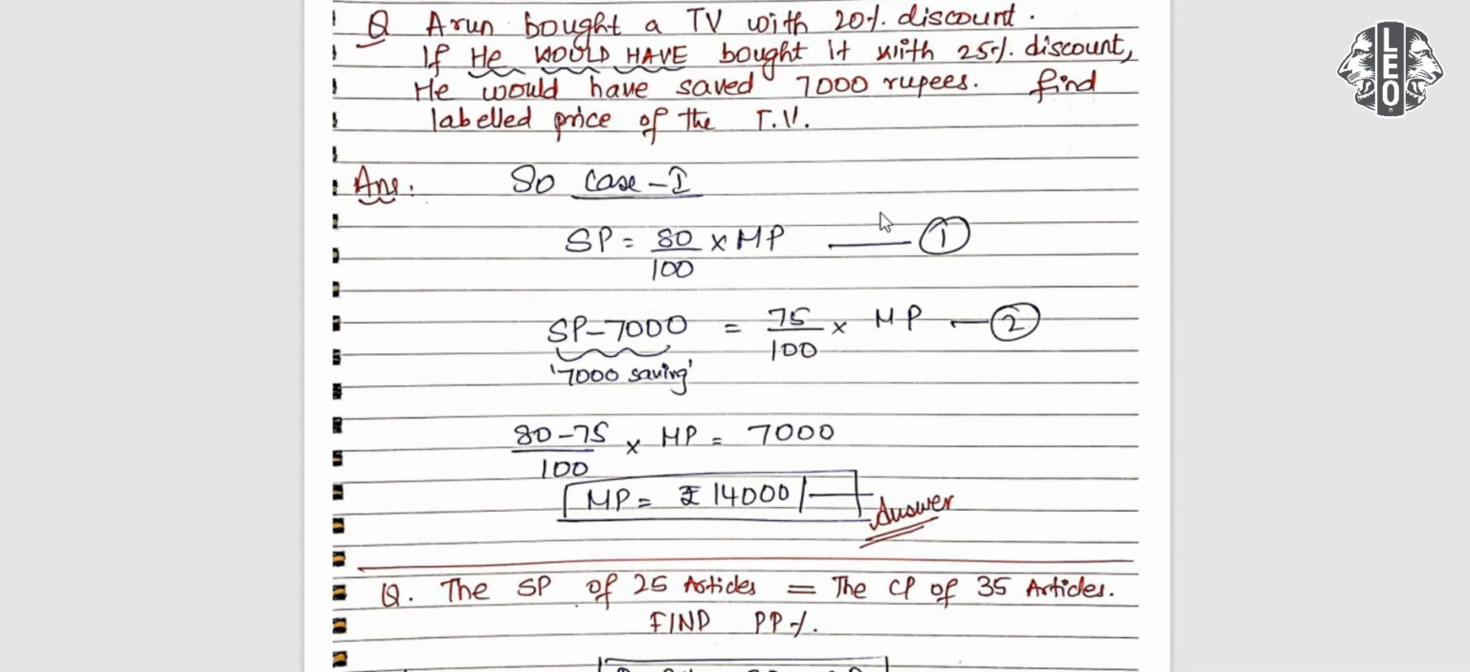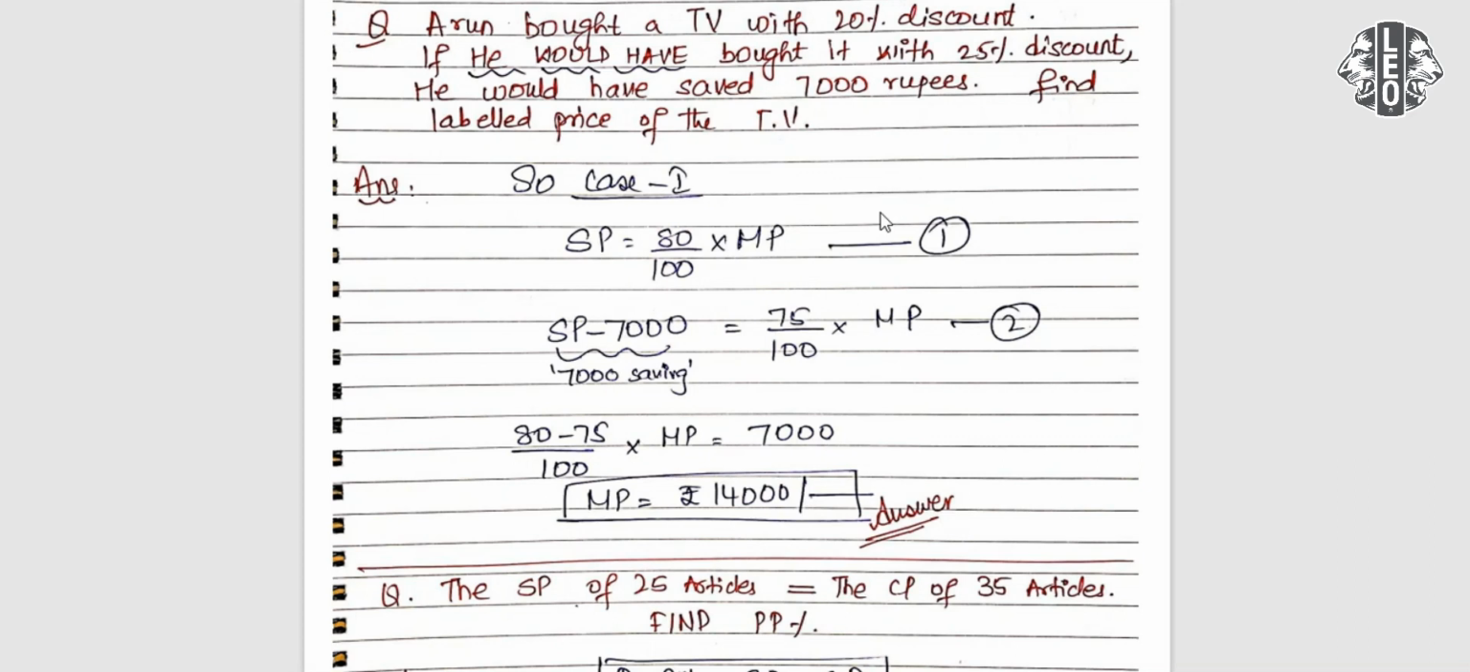So first, case 1. Arun bought it at a 20% discount. Selling price, there is a discount. Where discount is concerned, you don't even have to think about cost price, because only marked price is going to play the major role. So the skeleton is going to consist of selling price and marked price only, when discount comes into play.